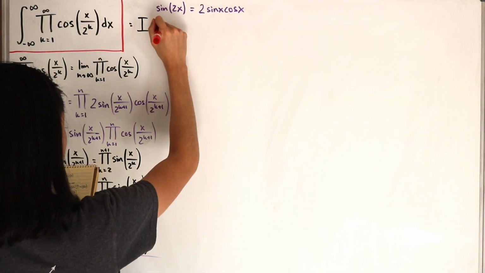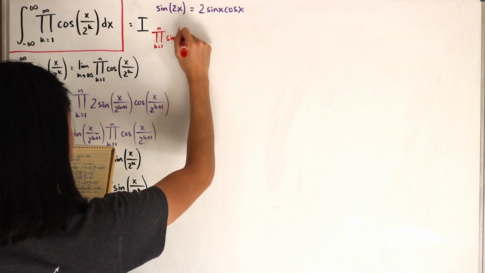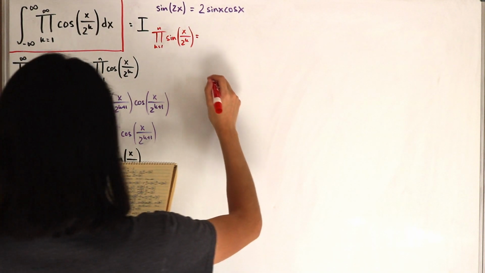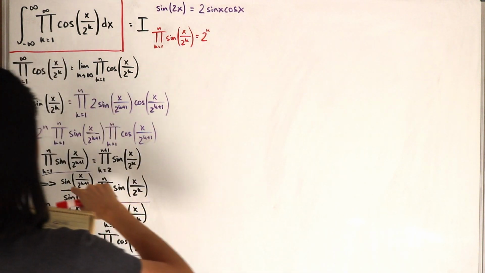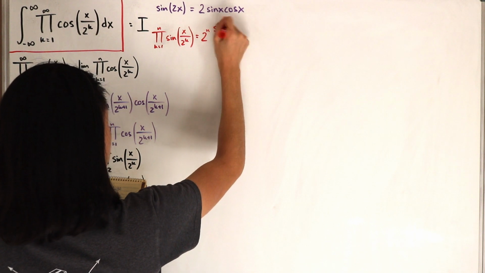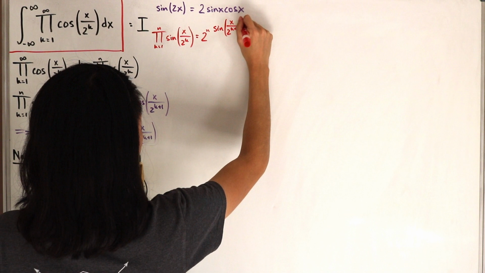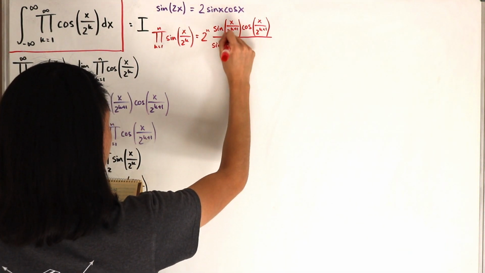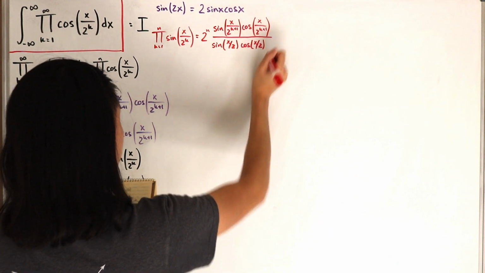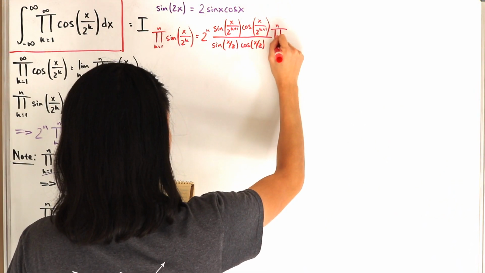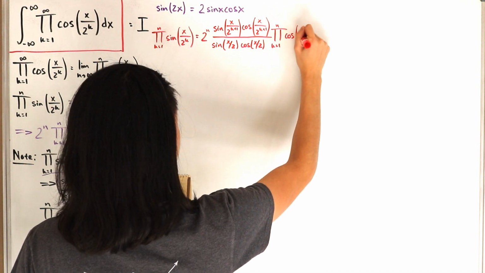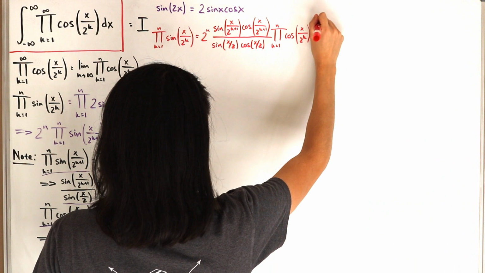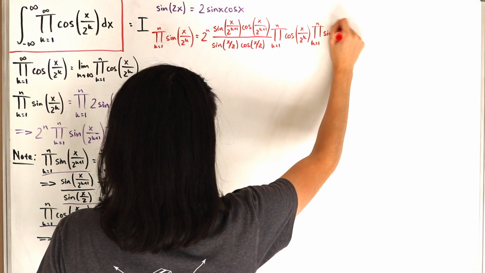I have to write this back as the product series again. We have the partial product of sine of x divided by 2 to the k. So far we expanded it out, and now we just plug in whatever we just expanded. This is 2 to the power n, then multiplied with, I'm just going to combine everything together: sine of x divided by 2^(k+1) multiplied by cosine of the same input. Then we divide by these two denominators, sine of x divided by 2 multiplied with cosine of x divided by 2. Then put back a product series, k equal to 1 of cosine of x divided by 2 to the power k, times the product, k equal to 1 of sine of x divided by 2 to the power k.